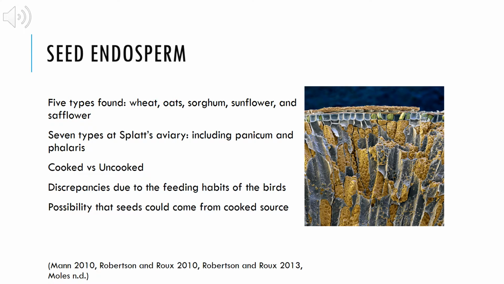Five seed types were found on Mrs. Simper's bedsheets. These same seed types, along with 2 others not found, were also discovered at Splatt's aviary. The variation between the number of seed types was explained by the prosecution as due to the feeding habits of the birds. During the original trial, there was much debate surrounding whether the seeds were cooked or uncooked, and in the end determined to be uncooked due to the specific polarization characteristics seen.